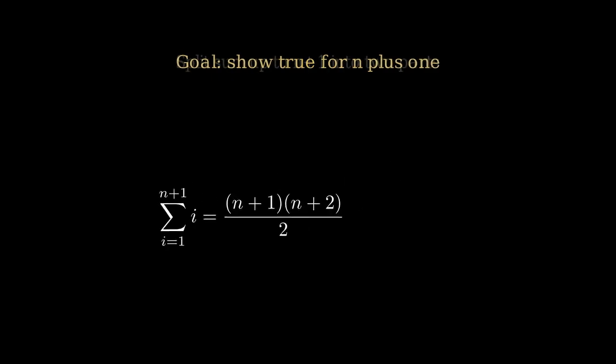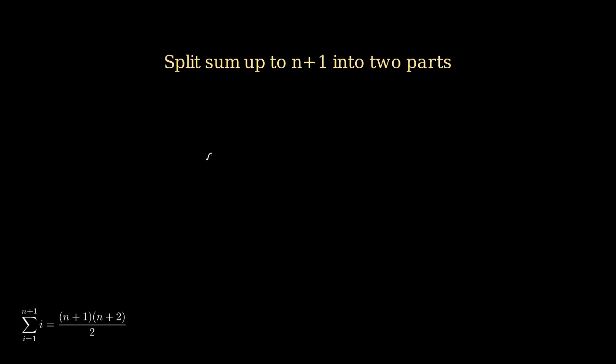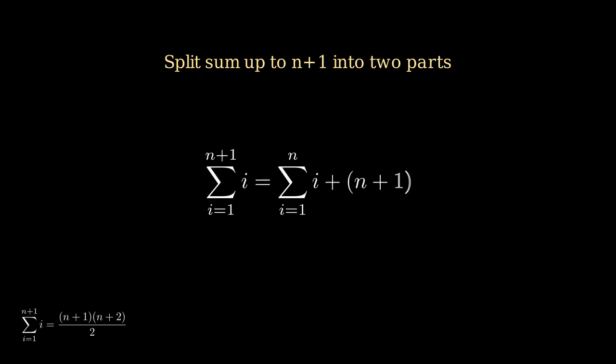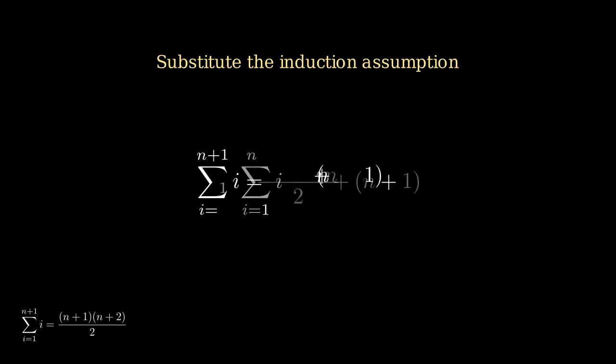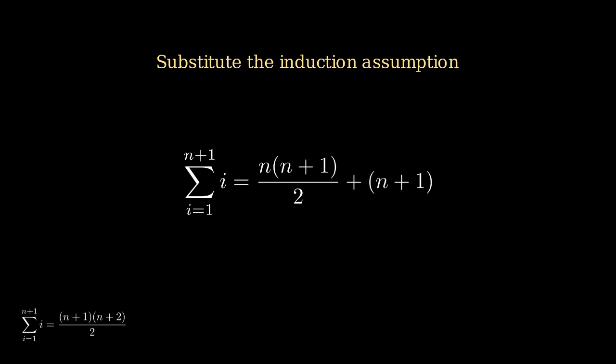We start with the sum up to n plus 1. This equals the sum up to n plus the extra term n plus 1. Using our assumption, we replace the sum up to n with n times open bracket n plus 1 close bracket divided by 2, so the sum up to n plus 1 equals n times open bracket n plus 1 close bracket divided by 2 plus n plus 1.